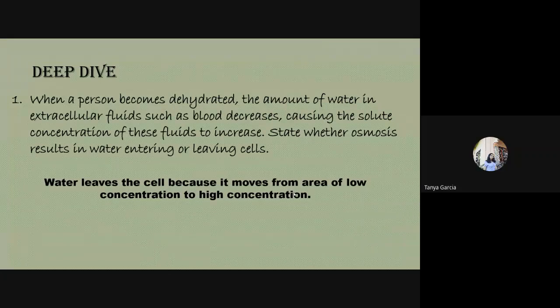Again, for deep dive number 1, when a person becomes dehydrated, the amount of water in extracellular fluids, such as blood, decreases, causing the solute concentration of these fluids to increase. State whether osmosis results in water entering or leaving cells. Water leaves the cells because it moves from an area of low concentration to high concentration.